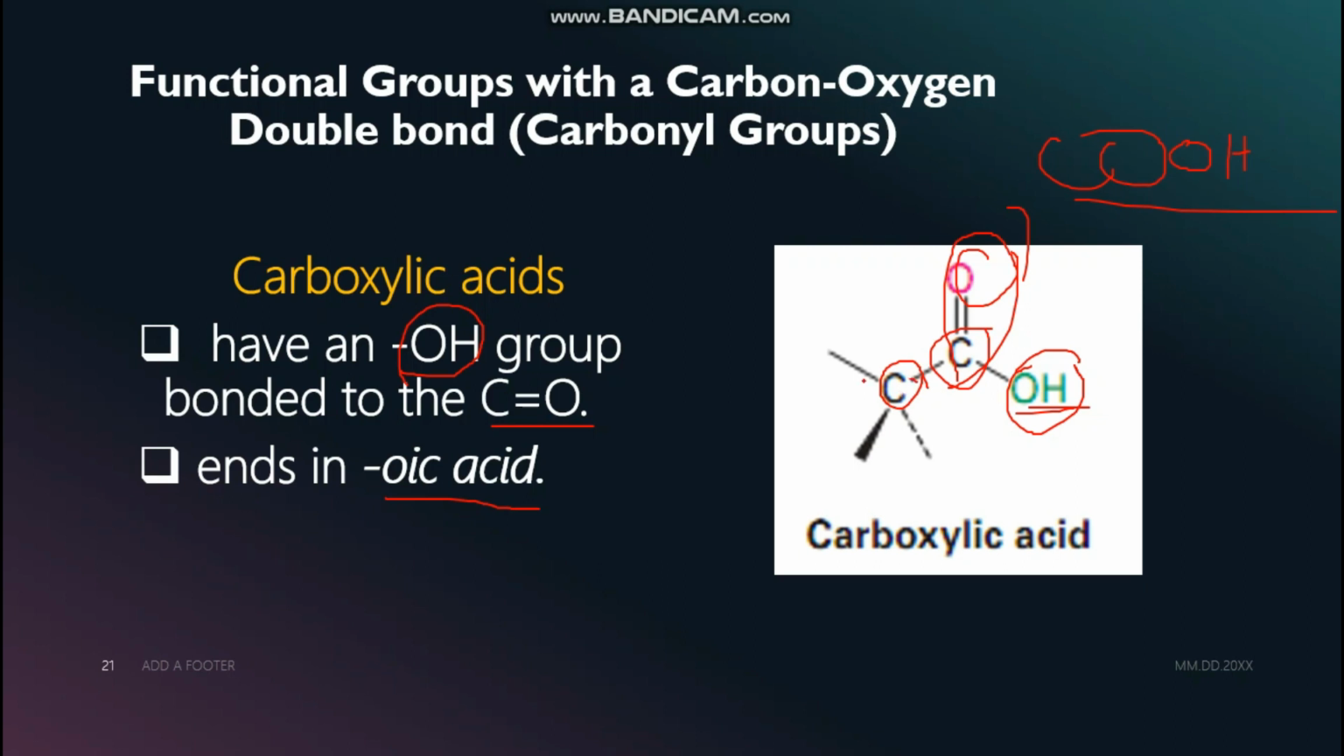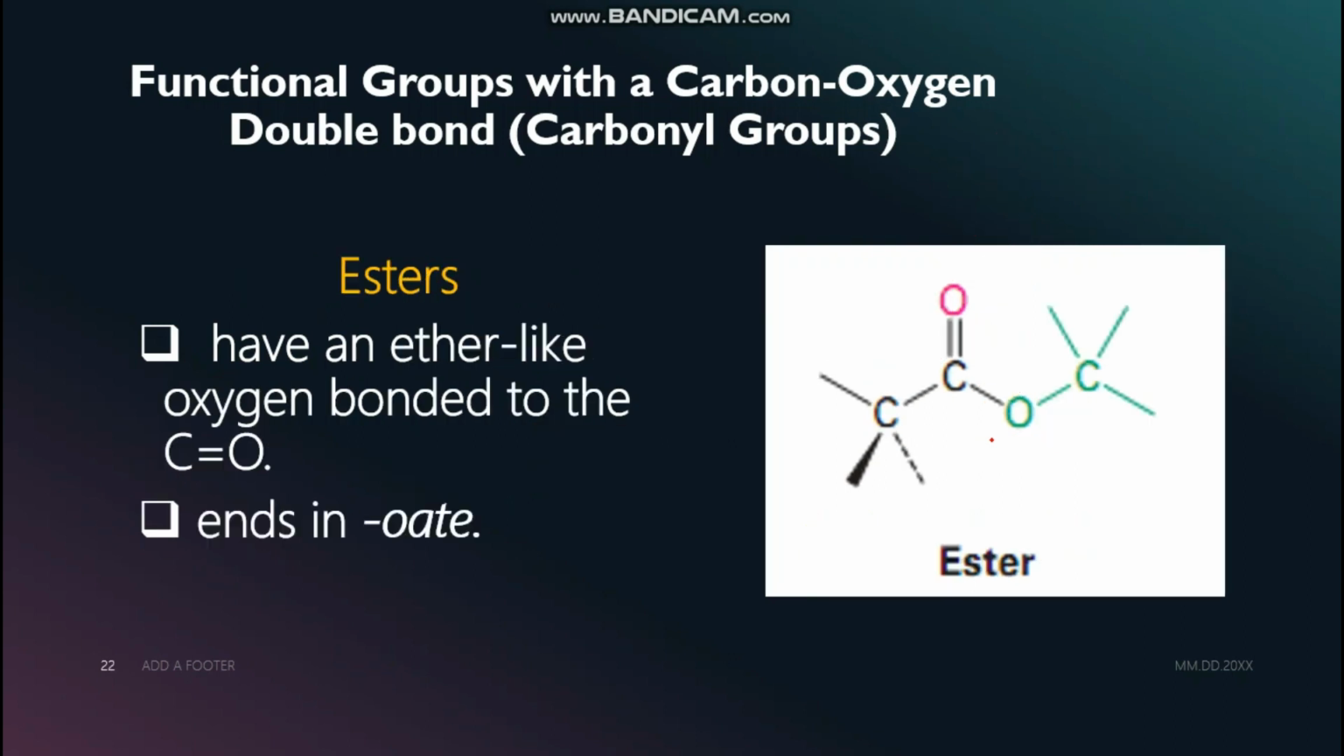So pag itong C, let's replace this carbon atom with hydrogen atom, kunwari. So this one is methanoic acid since isang C lang siya. So, parang HCOOH. Okay. So, propanoic acid, ano pa ba, butanoic acid, pentanoic acid, and so on and so forth.